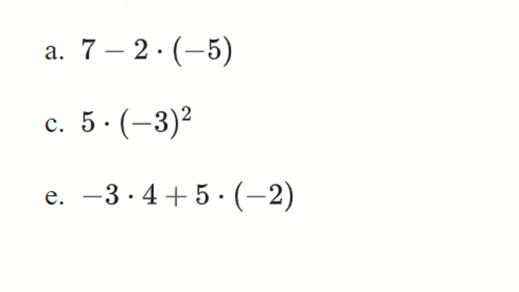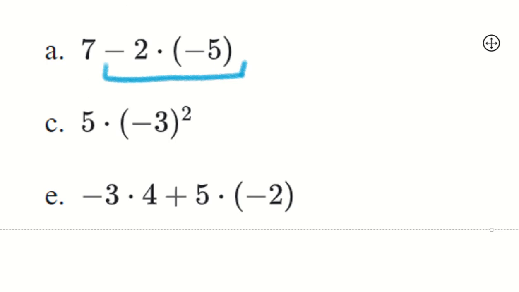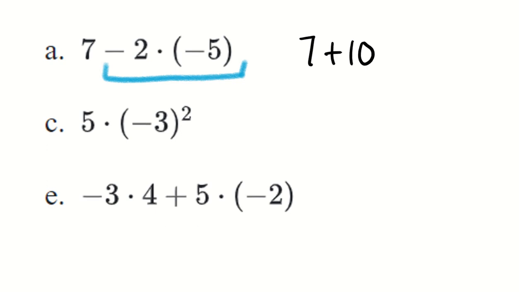When I look at this first expression, what I see is a multiplication problem, right? I can see that there is this -2 times -5. -2 times -5. And I need to evaluate that first. Well, it turns out when I multiply -2 times -5, I get positive 10, actually, right? -2 times -5 is positive 10. So this is going to become 7 plus that 10, or 17. So this expression is equivalent to 17.